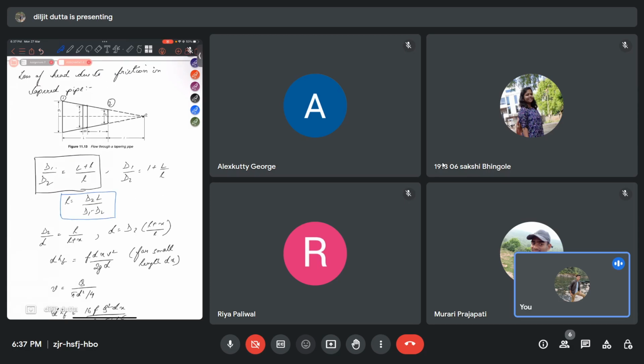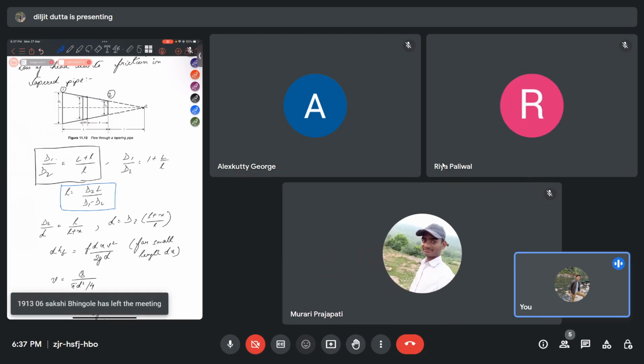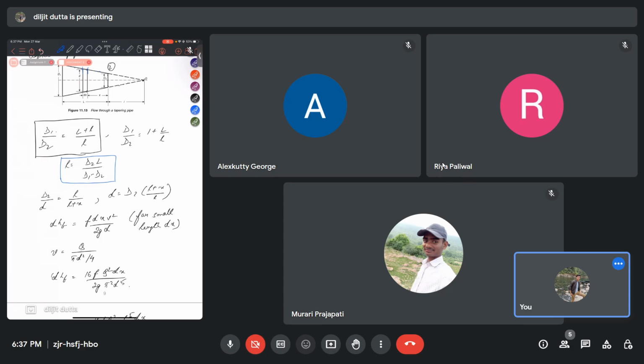Now we know that the value of friction loss will vary from one section to another, so there will be a continuous variation of the friction losses. In that case, we will have to integrate the friction loss from section 1 to section 2. So let us take an arbitrary section in between with length dx and diameter d. First let us find what the diameter d will be. This we can also obtain based on the law of isosceles triangle: d2 by d is equal to l by (l plus x), so small d will be d2 into (l plus x) by l.